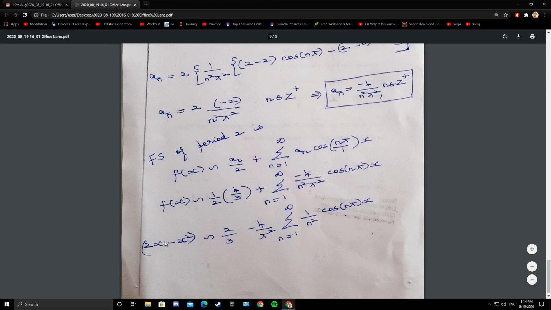So we have expressed 2x minus x square. What is 2x minus x square? A parabolic function. A second degree expression is a parabolic function, expressed as a series of cosine waves. A parabolic curve is expressed as a series of cosine waves. So for some value of n, the parabolic curve will coincide with the series of cosine waves. We don't know for which value of n it happens. That is why we say converges. 2x minus x square converges to this expression.